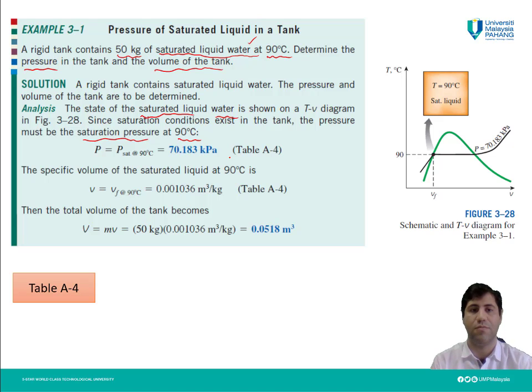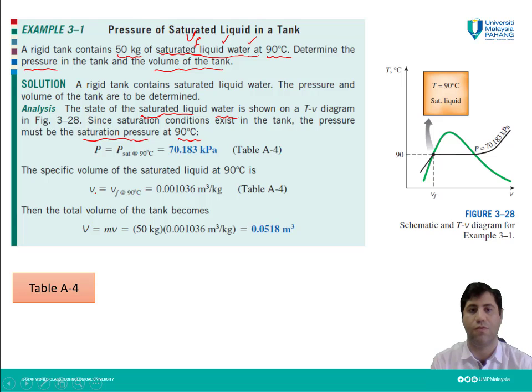Because it is mentioned that the tank is full, as you can see here also, it is full of this liquid. Then we need to find the volume of the liquid, which is water here. So the specific volume of the saturated liquid, we know the state, vf. The specific volume for this state, because it is saturated liquid, means vf. So we need to go again to table A4 and find vf for this temperature.